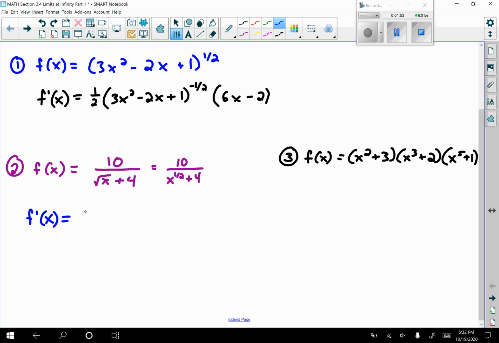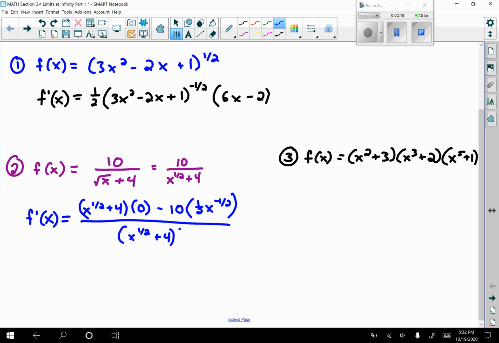So low, which is x to the 1/2 plus 4, we want to keep that in parentheses. The derivative of the numerator becomes a 0. It's just a constant. Minus high, which is 10. D low becomes a 1/2 x to the negative 1/2. And then the derivative of 4 is just 0. And then this is all over low, low, so we could write this as x to the 1/2 plus 4 squared.